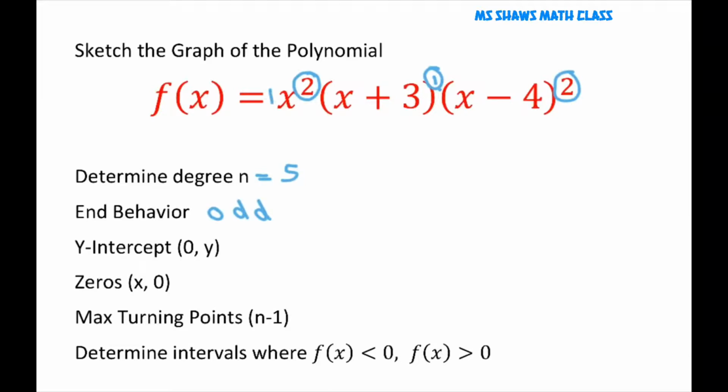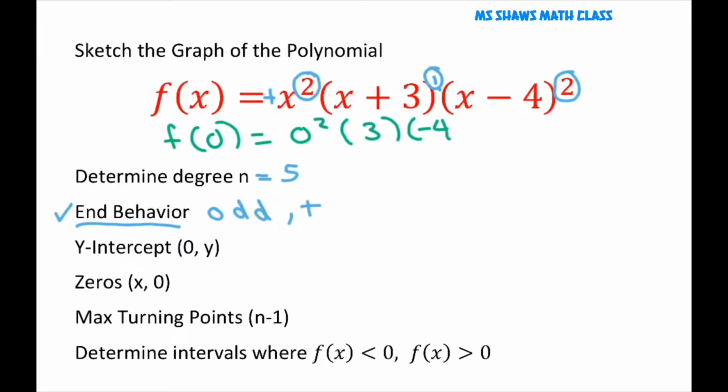My lead coefficient is positive, and we'll talk about end behavior in just a minute. Alright, so let's finish the rest of this. When my x is 0, I'm going to get my y-intercept. Multiply that through, you get 0.